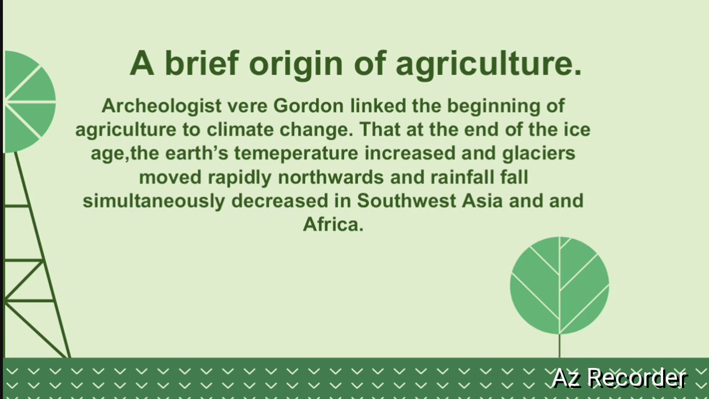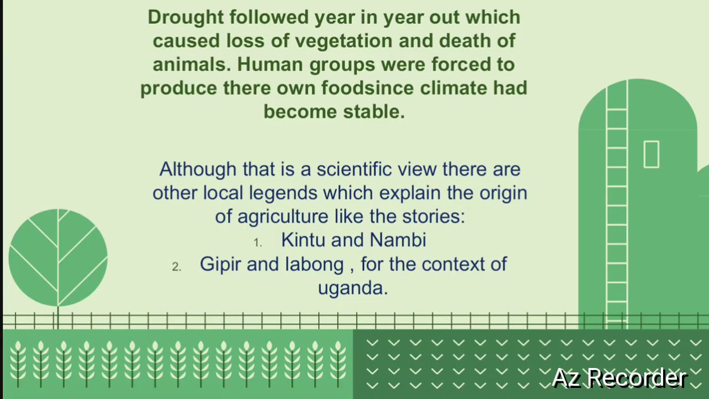So, archaeologist Vere Gordon Childe linked the beginning of agriculture to climate change. At the end of an ice age, the Earth's temperature increased, glaciers moved rapidly onwards, and rainfall decreased in Southwest Asia and Africa. Drought followed year in, year out, which caused loss of vegetation and death of animals. Human groups were forced to produce their own food since the climate had become stable. Although that is a scientific view, there are other local legends that explain the origin of agriculture, like the stories of Kintu and Nambi, Jipiri and Labongo, in the context of Uganda.